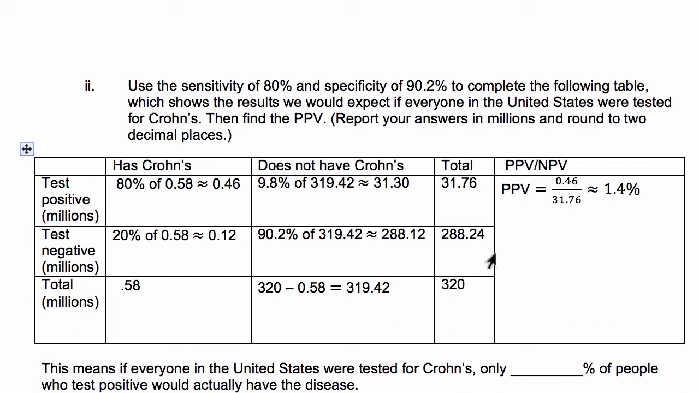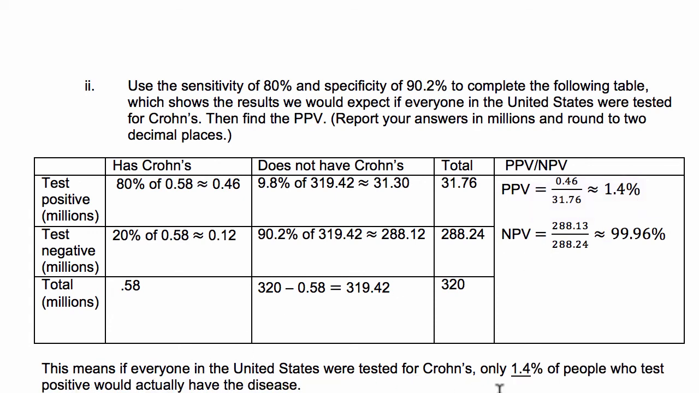Therefore, the NPV is approximately 288.13 million over 288.24 million, which is approximately 99.96%. Note that our PPV of 1.4% means that if everyone in the United States were tested for Crohn's, only 1.4% of people who test positive would actually have the disease.